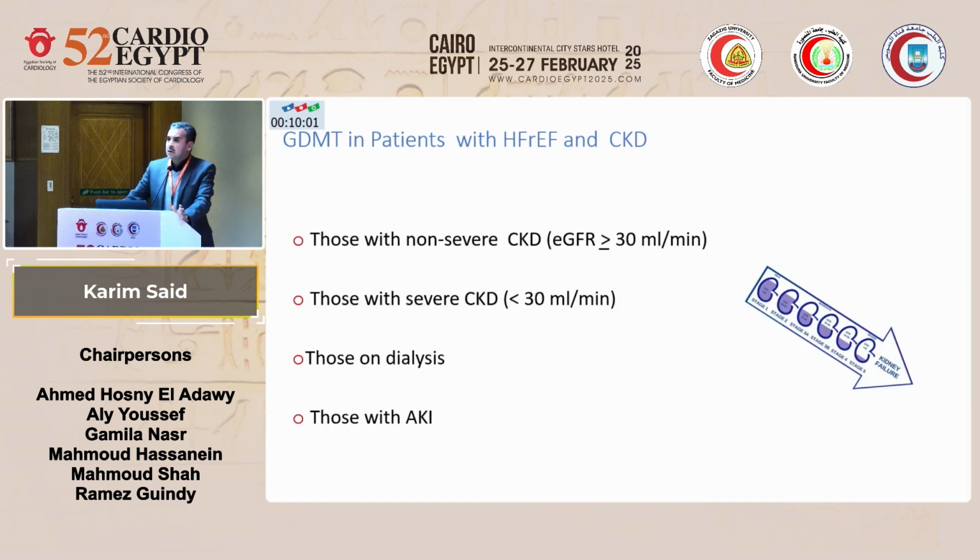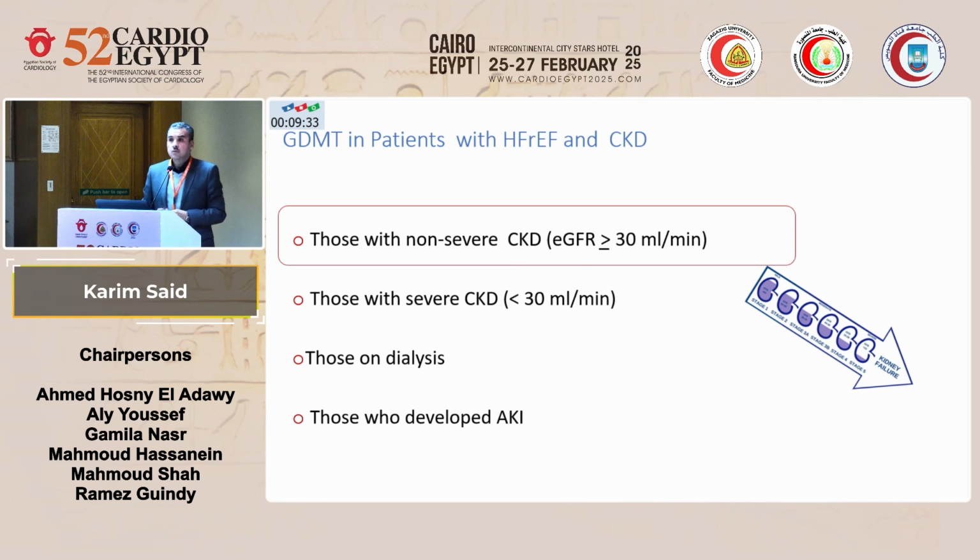When we treat a patient with CKD and heart failure, we can categorize these patients into 4 types: those with non-severe CKD, stage 1, 2, 3; those with severe CKD but not on dialysis yet; those on dialysis; and those who develop acute kidney injury when we introduce GDMT. I'm going to discuss the guidance for management of these patients in the following 10 minutes.